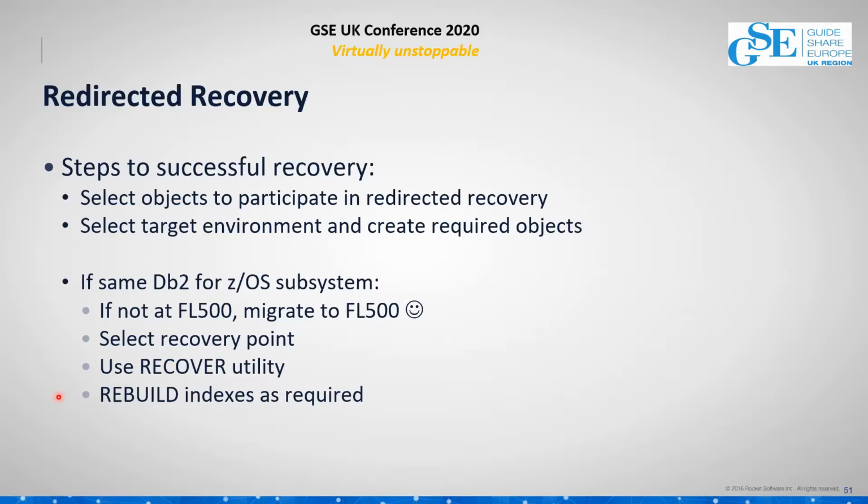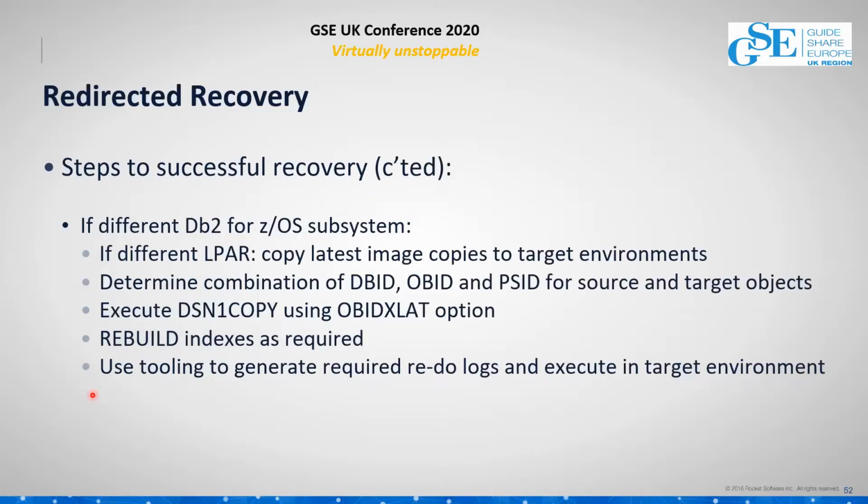Now, of course, the easiest thing if you are in function level 500 is to use the redirected recovery option that we just have described. And that's definitely, I would say, the recommended and easiest way. So if you're not at function level 500, you may want to consider migrating to function level 500. Might be another good reason to push the migration forward, but I hope many of you are there already. Then you just select the recovery point, use the recover utility, and rebuild the indexes as required.